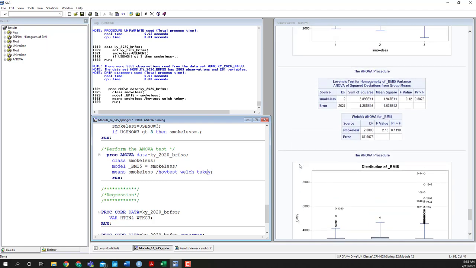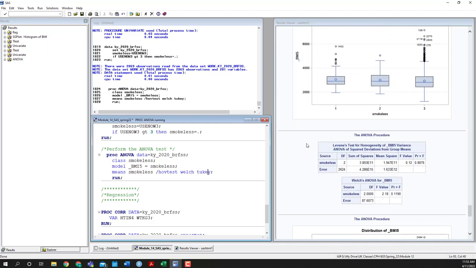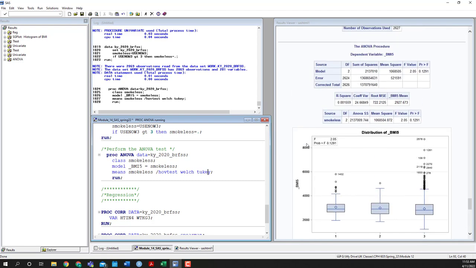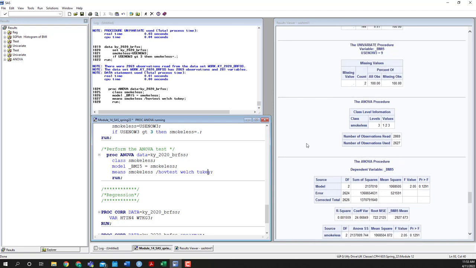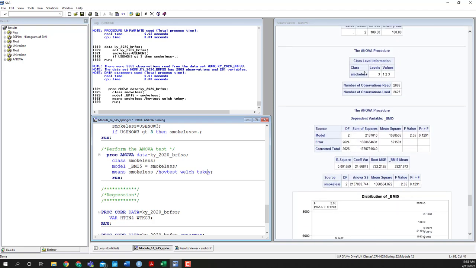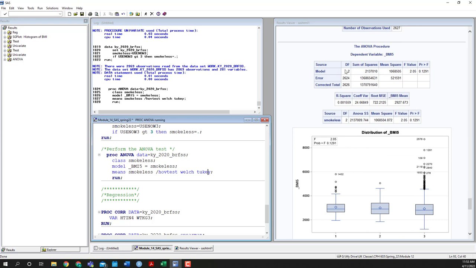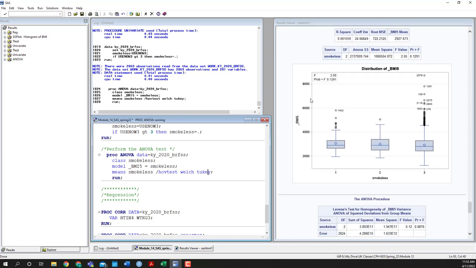Alright, so now let's look at our output. Here we go. Here's where the output starts. So here we have our ANOVA table, and remember our ANOVA table is where we're going to pull the results from our hypothesis test. Here the box plots can help us check our assumptions, and remember we're looking to see if we have evidence of unequal variance between the 3 groups. This variance in group 3 is a little bit larger, but it's not so much larger that I am concerned.